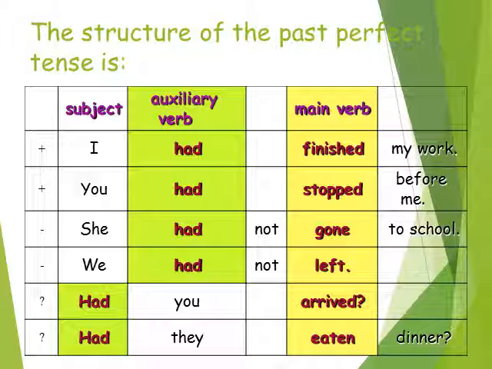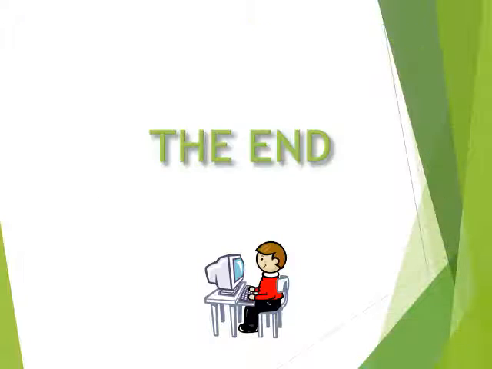Okay, the structure of the past perfect is had plus past participle, and the structure of the past simple is the second form of the verb or the past form of the verb.